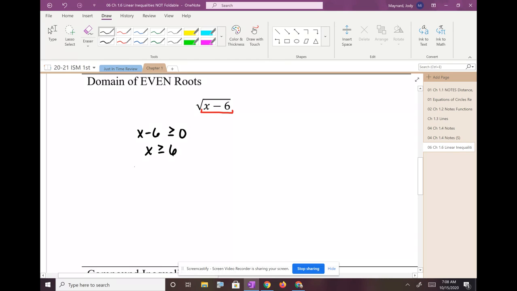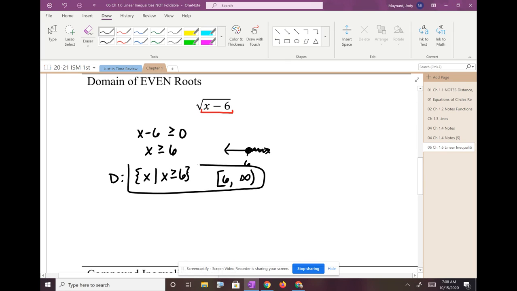So you can say that is your domain. You can write it in set builder notation with curly brace x such that x is greater than or equal to 6. Or you can write it in interval notation. So when we have 6, this is greater than or equal to, filled in dot, shaded to the right. So this tells me I have a bracket at 6 and then goes to infinity, parentheses around infinity always. So either one of these answers is our domain. And that's what it's asked for, the domain of even roots.